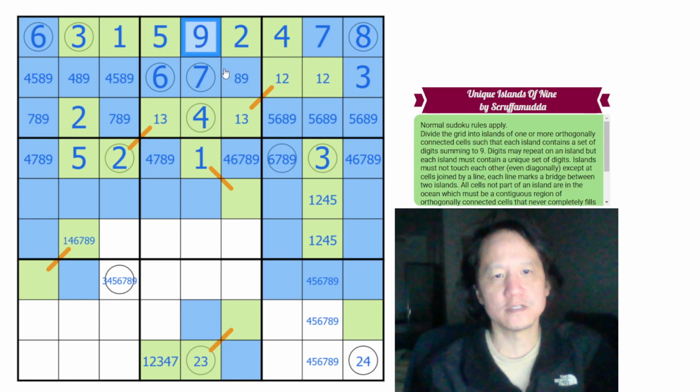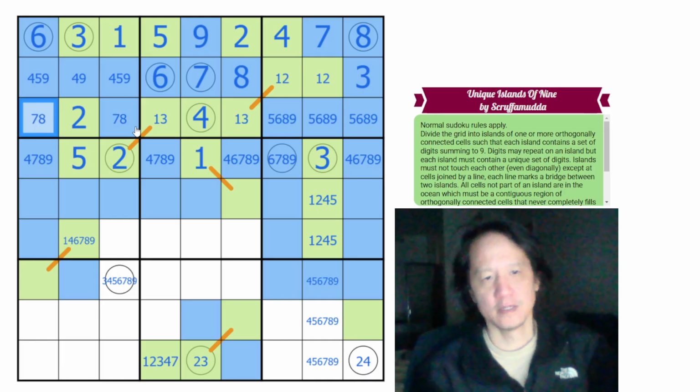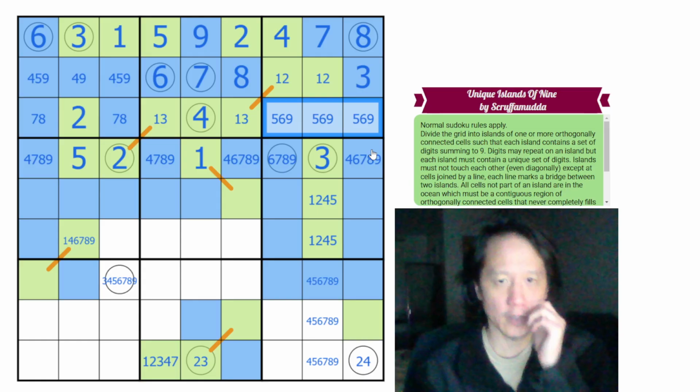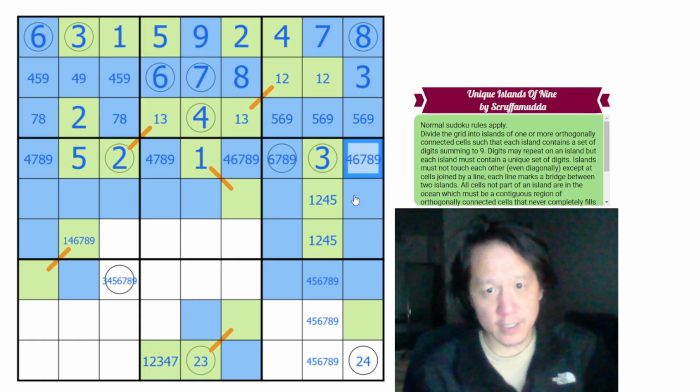Well, this is 8, this is 9, this is 8, this can't be 8. 4, 5, and 9, which eliminates 9 from the rest of the box because of the 4, 5, 9 triplets. This can't be 8. This can't be 8 here. This can't be 8.